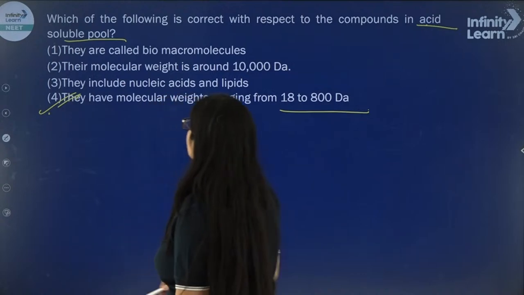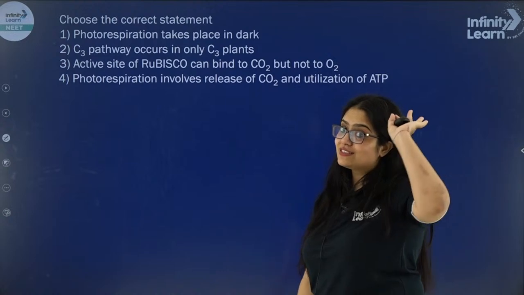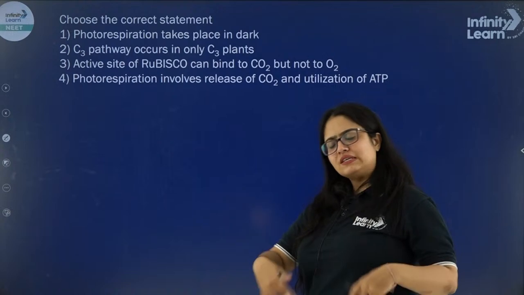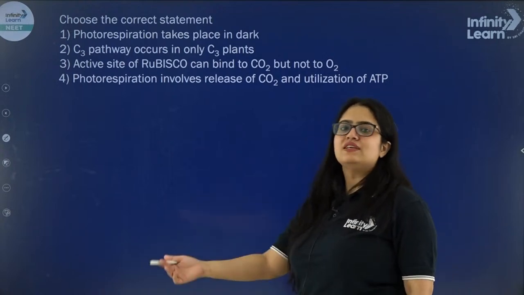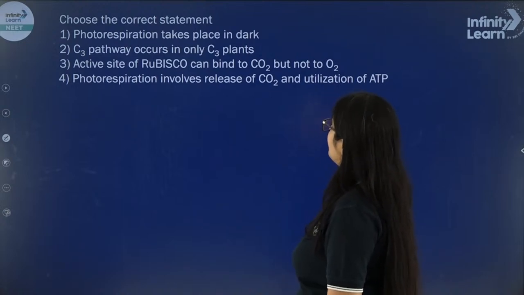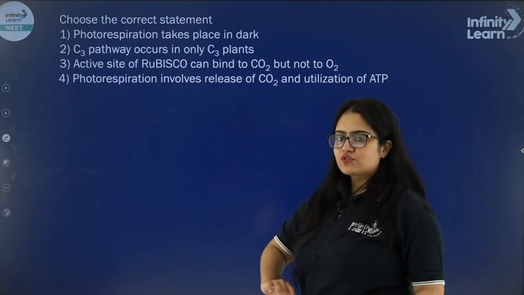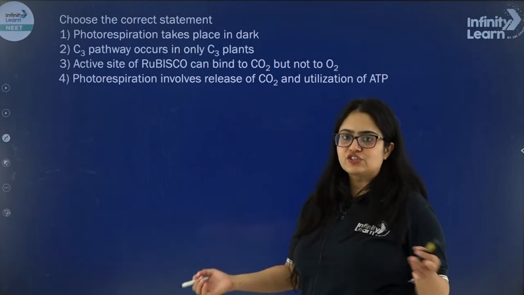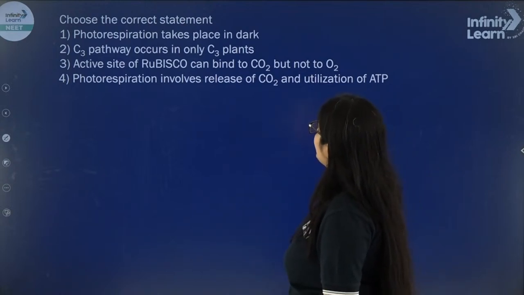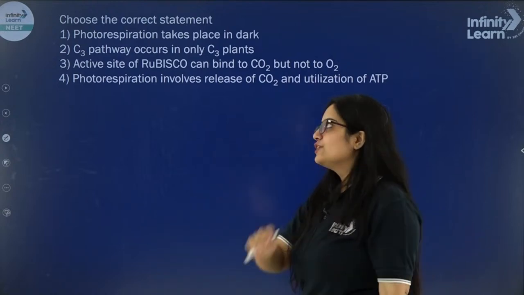Okay. Next question. Choose the correct statement. Photorespiration takes place in that? No, no, no. It takes place when there is very high light intensity. C3 pathway occurs in only C3 plants. No, my dear students. C3 pathway to sabhi type ke plants mein hota hai. Call it C4, CAM, etc. Active site of rubisco can bind to CO2 but not to O2. No. Rubisco is carboxylase, oxygenase, dono property hai, dono se bind kar sakta hai, depend karega partial pressure kiska zyada hai, but more affinity it has towards the CO2. Photorespiration involves release of CO2 and utilization of ATP, tabhi ye photorespiration hai.